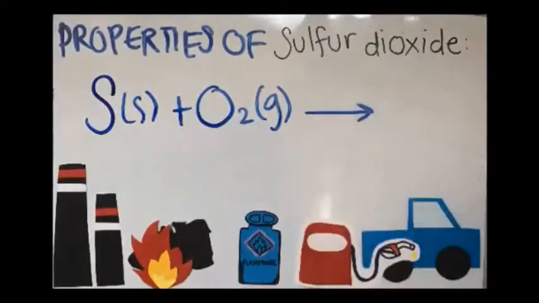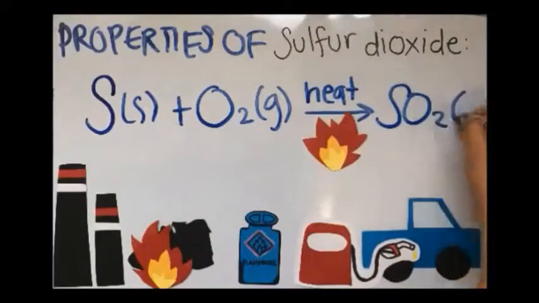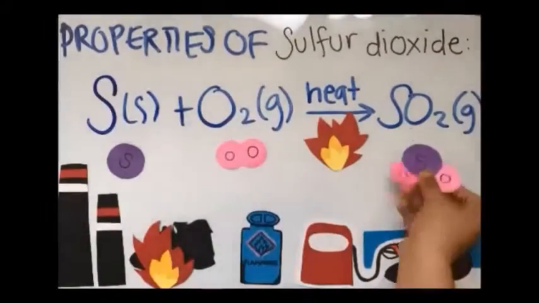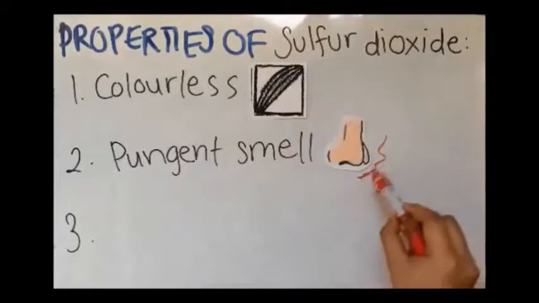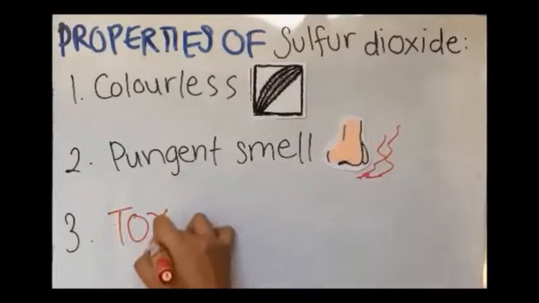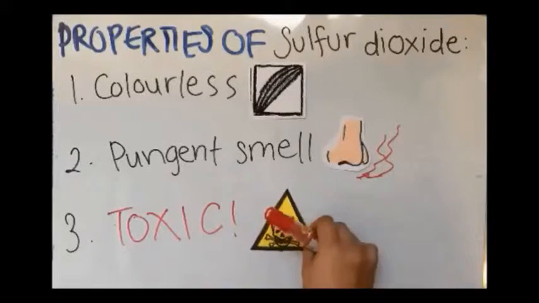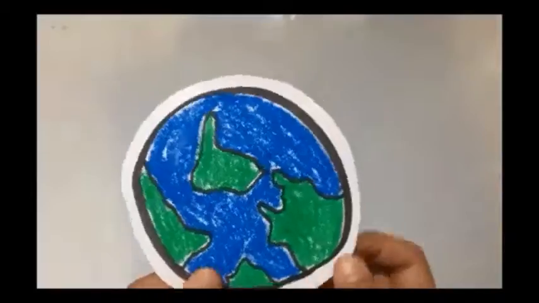Sulfur combines with oxygen in the presence of heat, forming sulfur dioxide. It is a colorless gas with a pungent smell that is similar to rotten eggs. It will cause breathing difficulties, and it is also a toxic gas that contributes to the formation of acid rain.